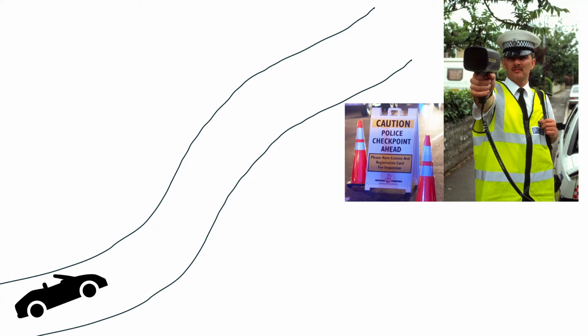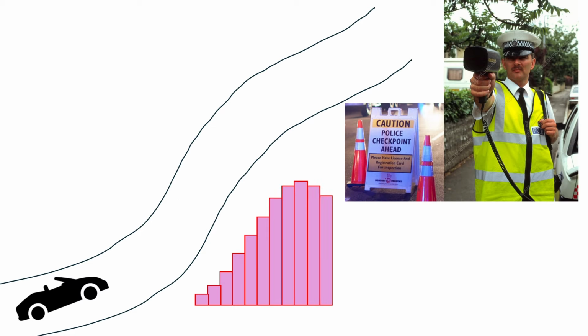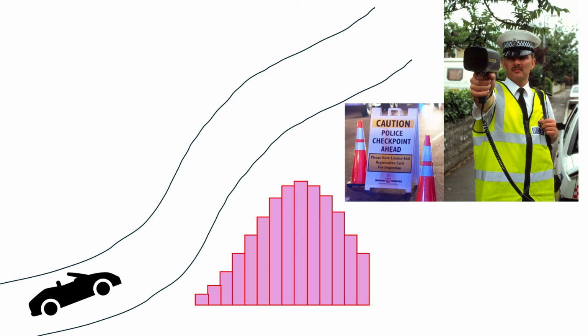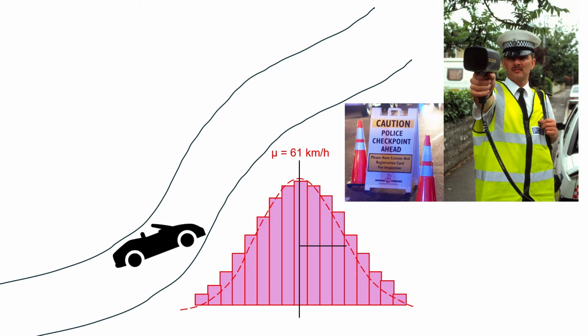Let's try to answer the following question. Imagine there is a checkpoint where a policeman measures the speeds of vehicles passing through. He notices that the distribution of these speeds follows a normal pattern. The mean speed is 61 kilometers per hour with a standard deviation of 4 kilometers per hour.